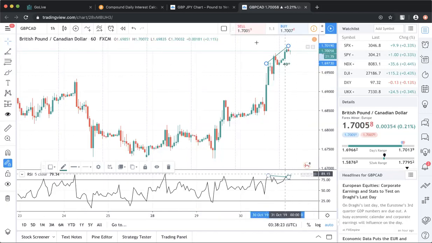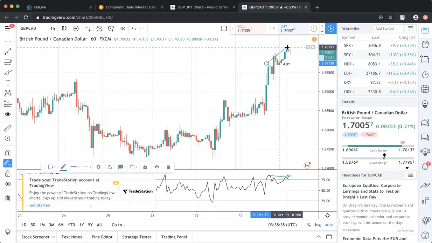As you guys can see, price is going up, and then your indicator is going down. Damn, I don't really like this because it's fighting it right here. And then you're now seeing divergence from there.